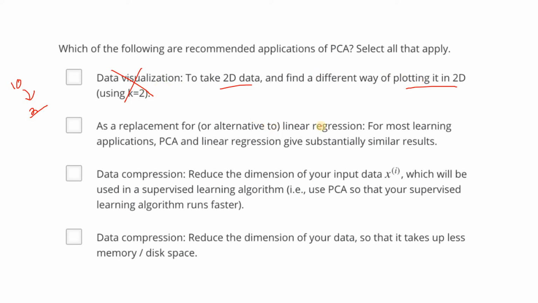And PCA is not at all a replacement for linear regression. Regression is a completely different thing. Dimensionality reduction is a completely different thing. So obviously this option is also not going to be the correct one.